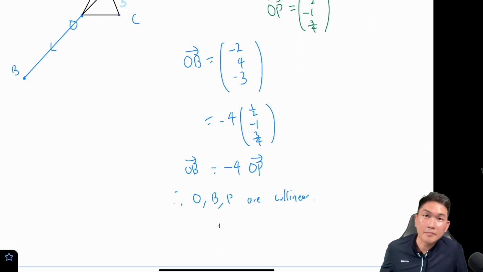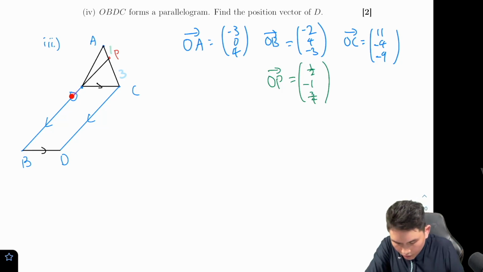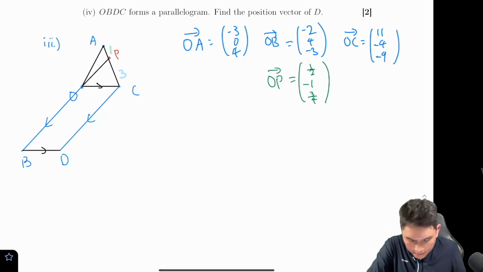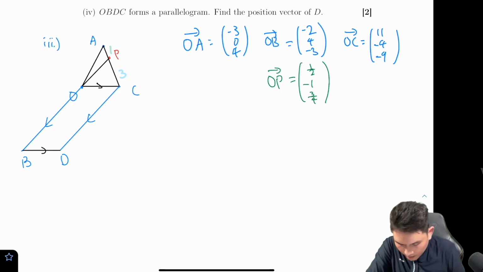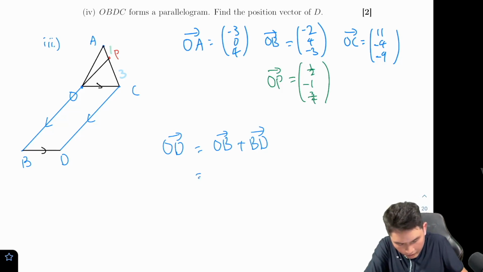Therefore, that's part 3. Now moving on to part 4, it says that OBDC forms a parallelogram. Find the position vector of D. So position vector will mean that I need to start from O and go to D. So if I want to get from O to D, I can make use of resultant vectors. That is the same as OB plus BD. But what is BD? You find that BD, because it's a parallelogram, would have the same length and same direction as OC. So I could actually replace BD with OC.